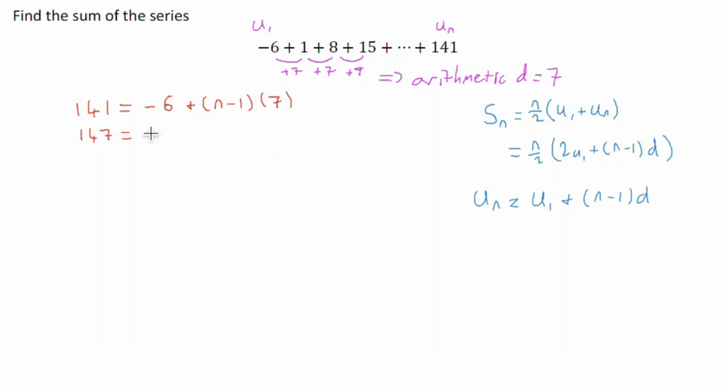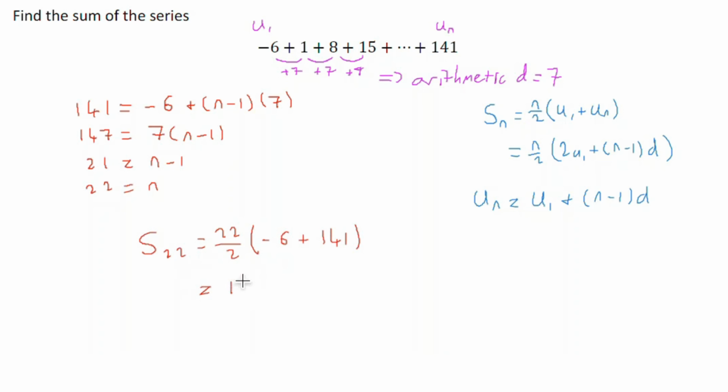147 is equal to 7 times n minus 1. Divide by 7, 21 is equal to n minus 1, which means 22 is equal to n. Now we know that n is 22, we can substitute into either of these formulae. I'm going to use the first one, 22 over 2 times u1, which is minus 6, plus un, which is 141, and evaluating that we get 1485.